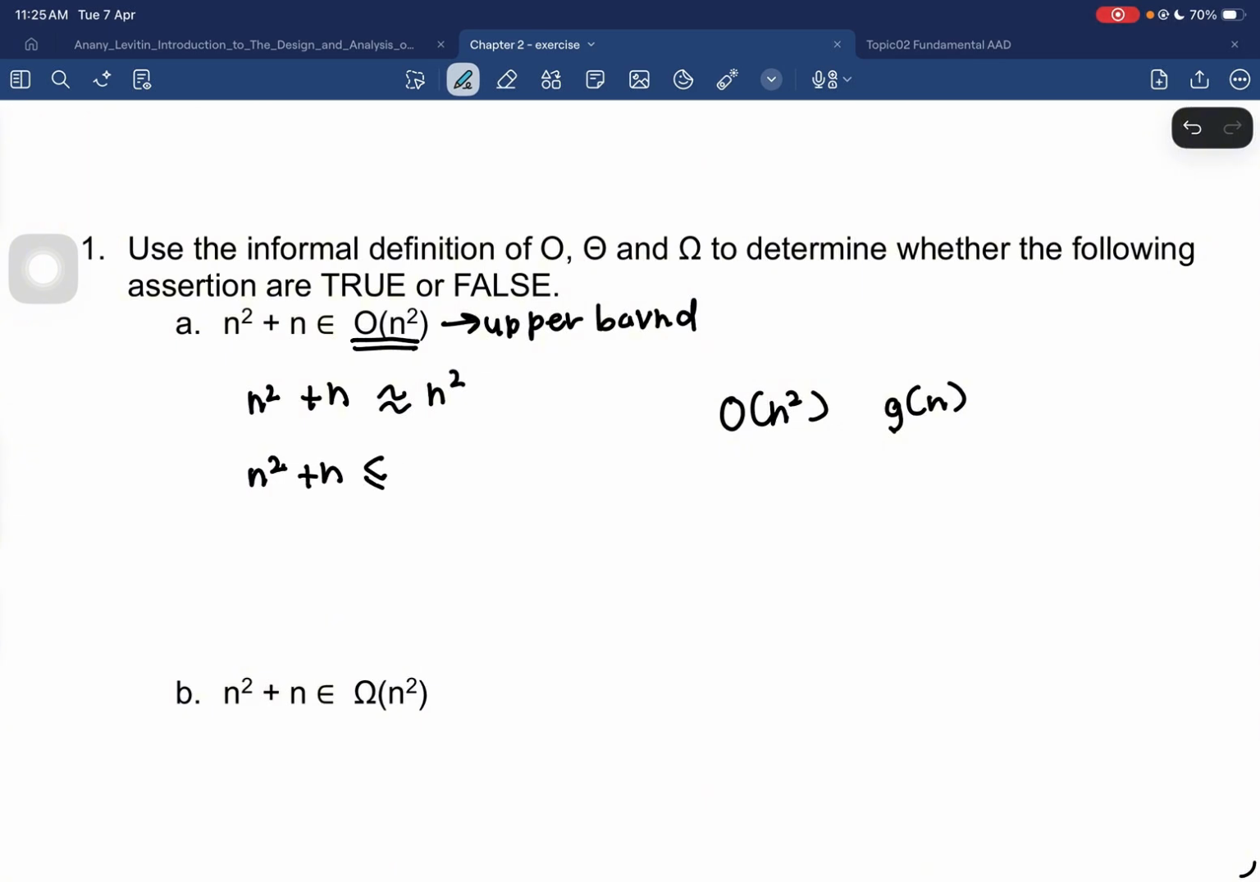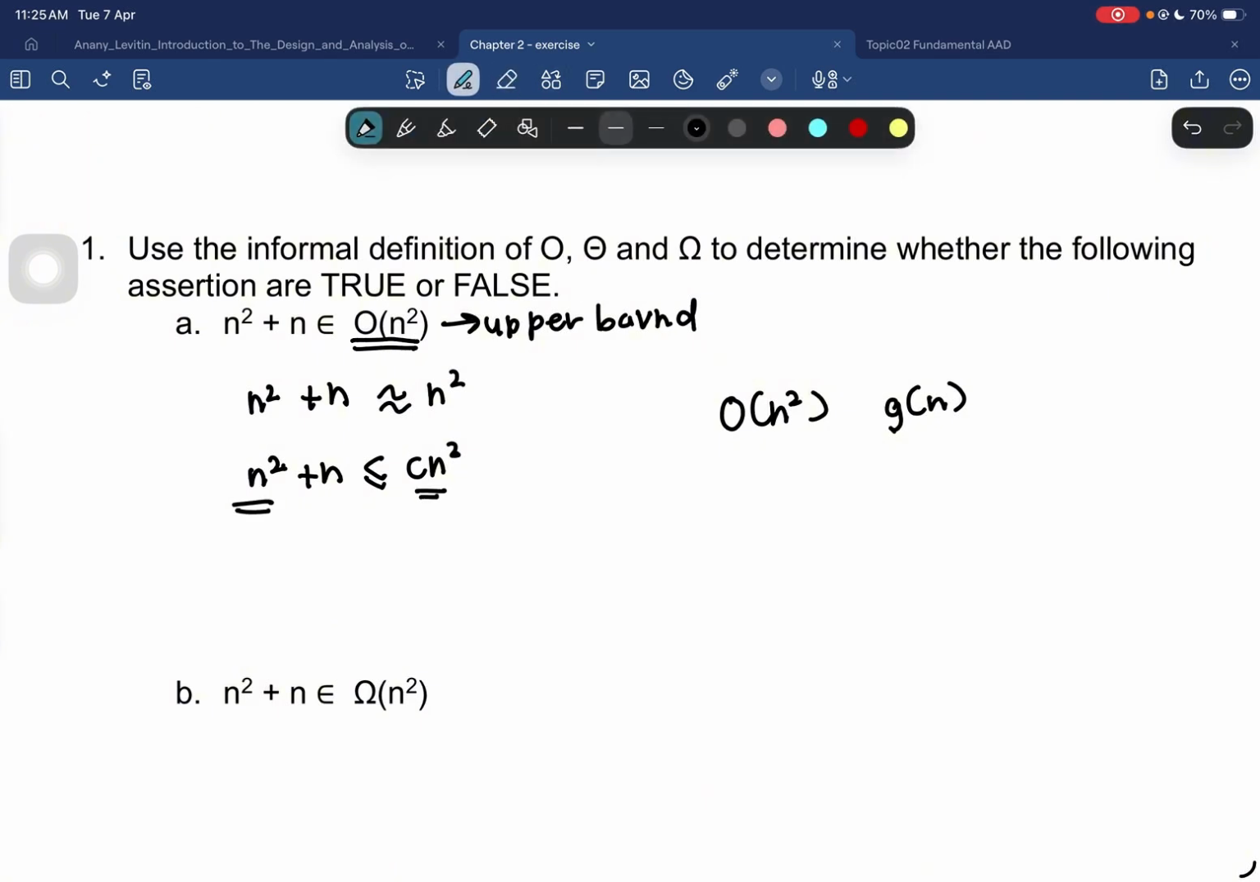So n square plus n needs to be slower than or equal to c·n square. We take n square from here, because this one is more dominant. So we are comparing between these two, and it is the same, right? When it is the same group, it is true. So n square plus n belongs to O(n square).